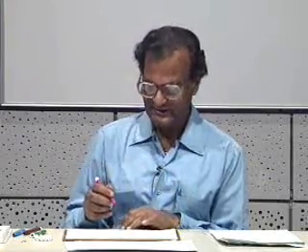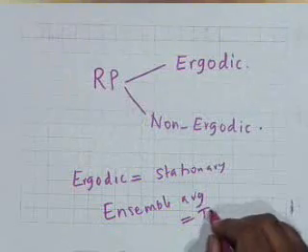Now, to be more precise, a necessary and sufficient condition for a random process being ergodic is, one, stationarity. Stationarity is essential, and the other is that the ensemble averages are equal to the time averages. This is one of the necessary and sufficient conditions for a process to be ergodic. That is, ensemble average, let me illustrate this term, is equal to time average.